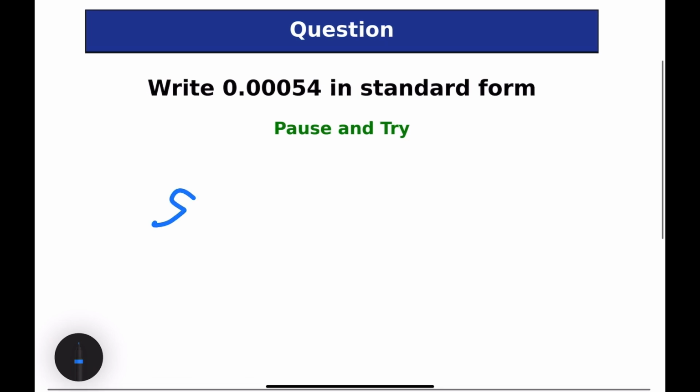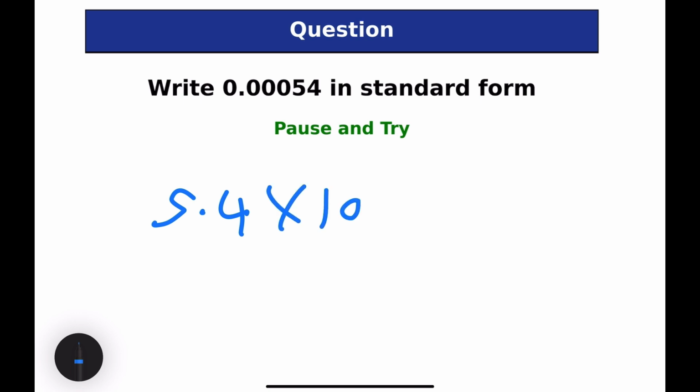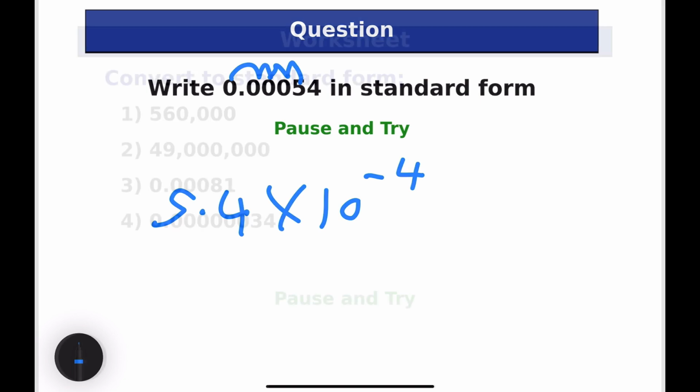Well, it's going to be 5.4, as we are going to move the 5 to the left, and that is the number that is less than 10. So it's going to be 5.4. So we now need to work out what the power of 10 is going to be. Well, you know it's going to be a negative, as it is a decimal number. So when it is a decimal number, it is always a negative. So let's work out how many times we need to move the 5. 1, 2, 3, 4. So it's going to be 5.4 multiplied by 10 to the negative 4.